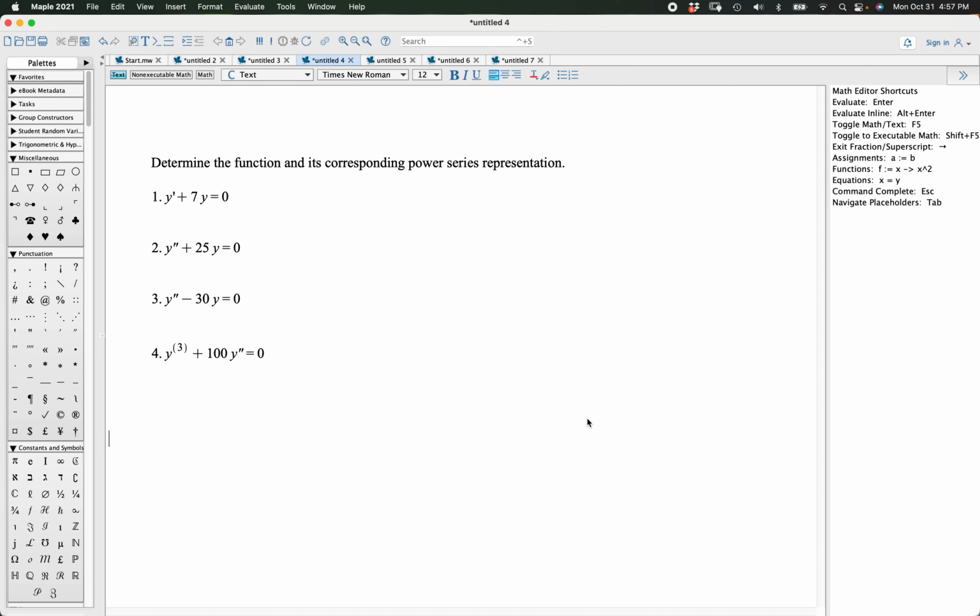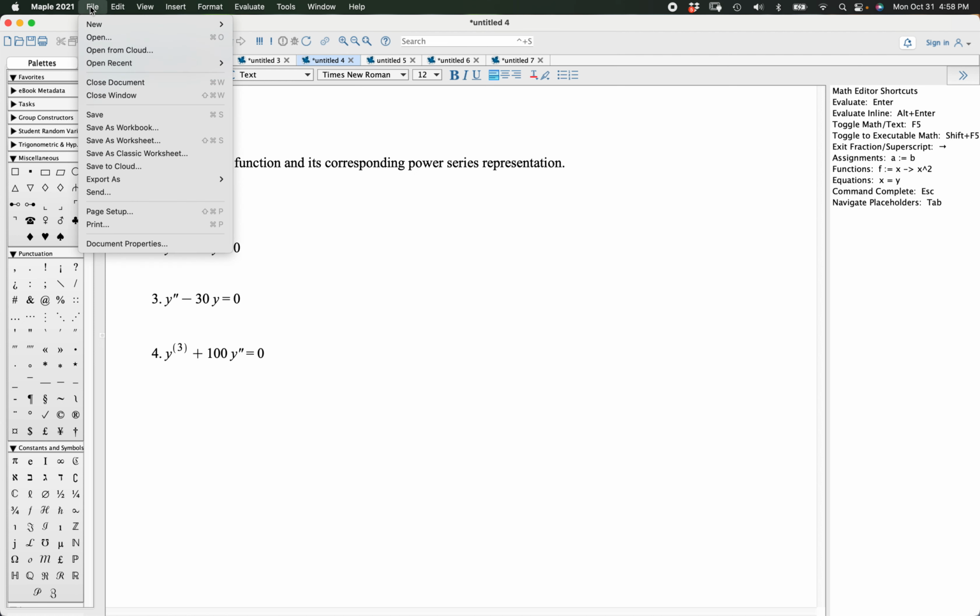Okay, say we're looking at finding the function and the corresponding power series representation for the differential equations that we have listed. First of all, we have y prime plus 7y is equal to 0. Looking at what we have in Maple, we're going to go to what's referred to as the ODE Analyzer Assistant.